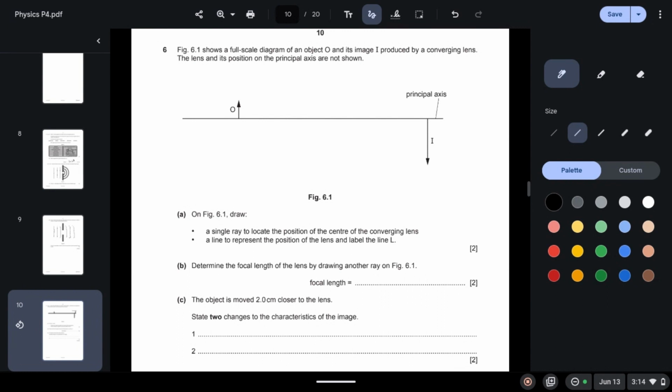So we know that we draw 2 rays, one that passes through the center of the lens from the top of the object to the bottom of the image, and the other one passes through the top of the lens. So we'll draw the ray that passes through the center of the lens and to the bottom of the image. So it will be like this. Let me draw this a bit straighter.